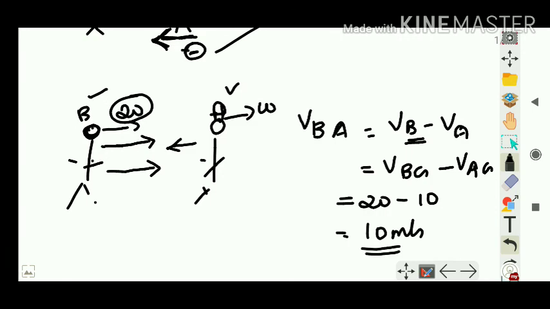That is positive. With respect to A, B appears to be much closer. It appears to be coming in this direction. I just told you this is the positive direction. Clear? I hope this much is clear. Now this is a twisted condition, right? You have to take a lot of directions and feel how it is moving.